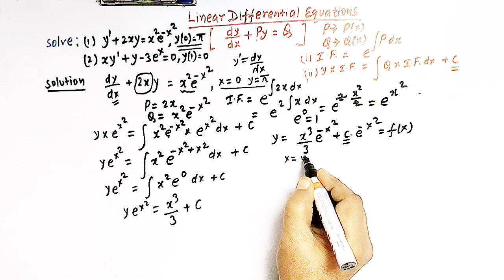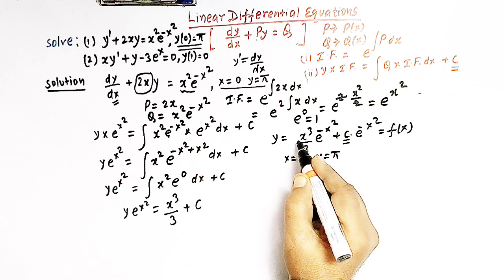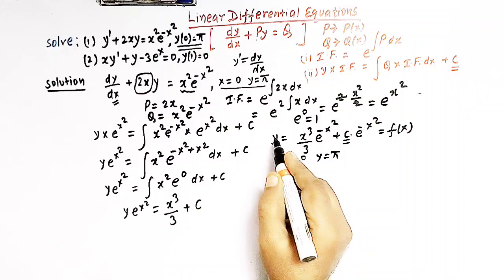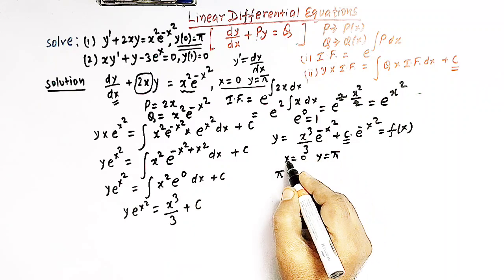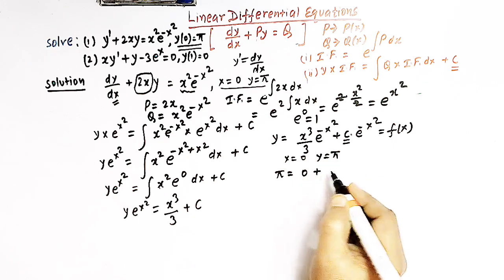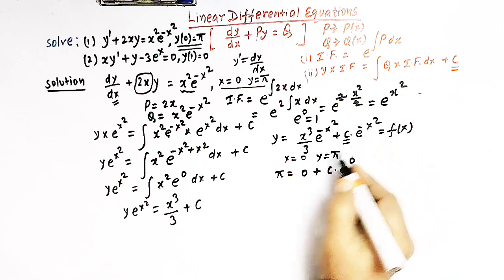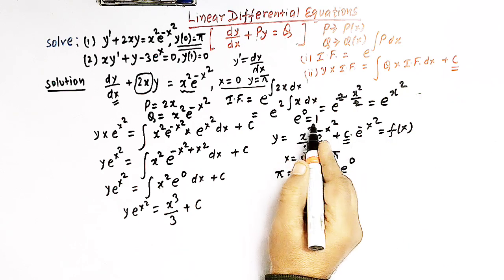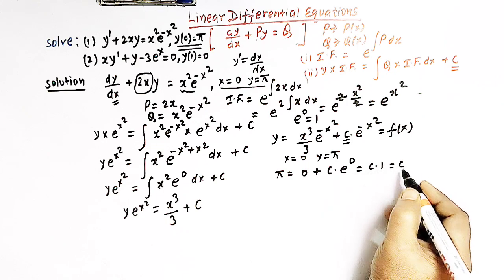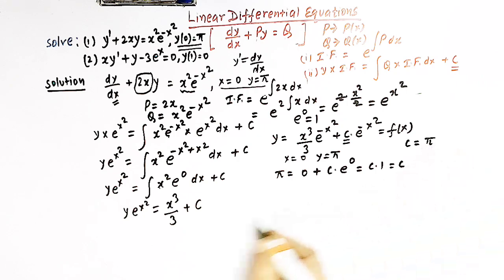So we have x is equal to 0, y is equal to pi. Substituting these values in this general solution, we have y is pi. Then we take x is equal to 0, so this entire term is equal to 0, and then we have c times e raised to 0 because x is 0, and e raised to 0 is 1, so we have c times 1, that is c. So the constant of integration c has the value pi, right?